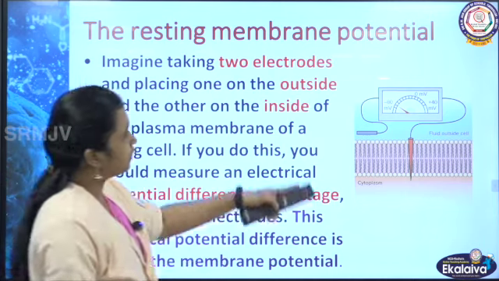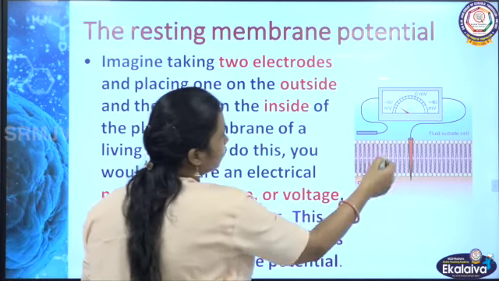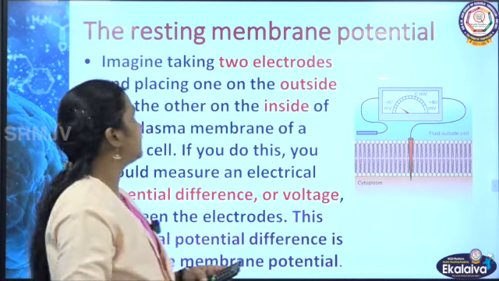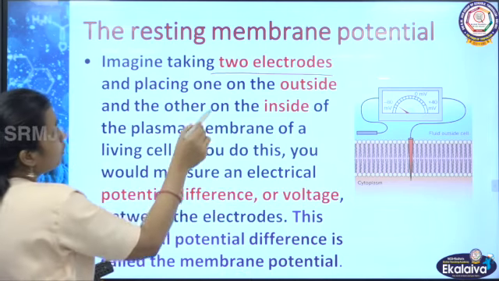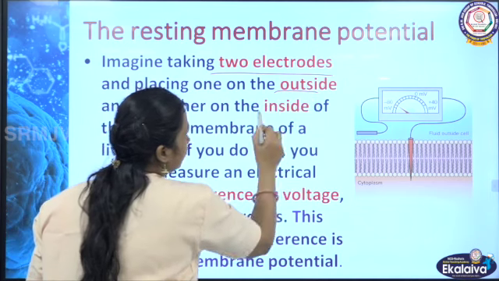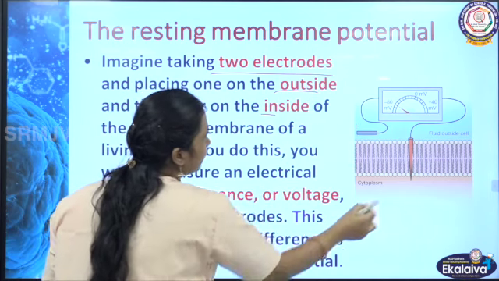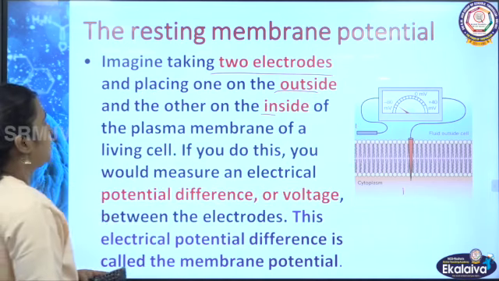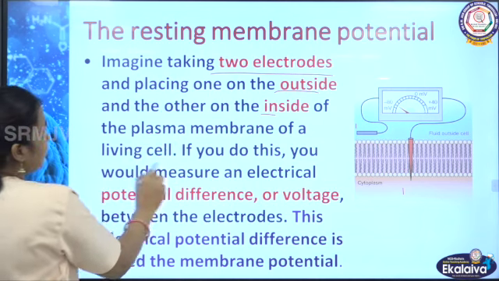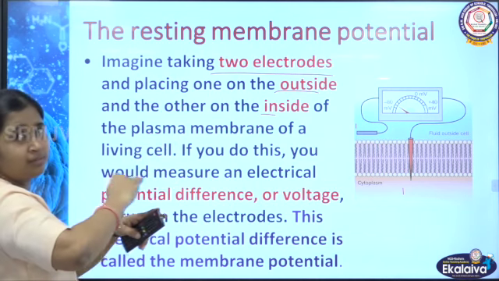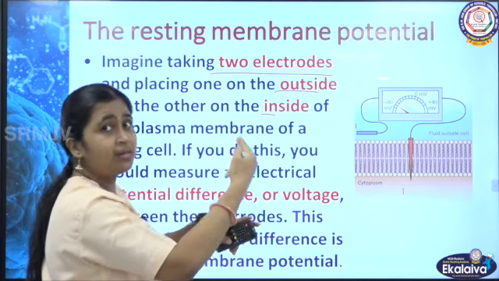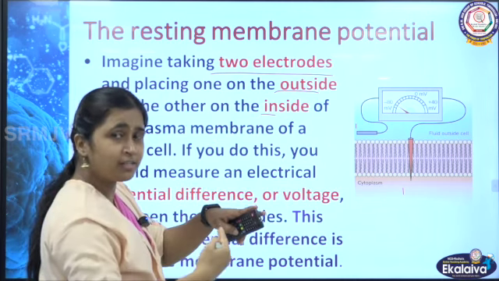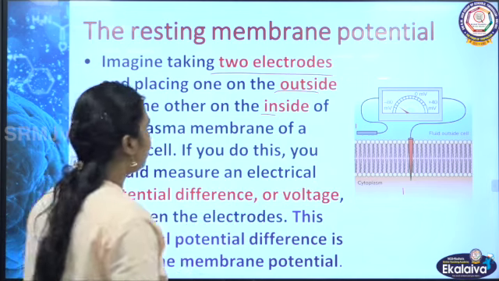Okay. Here you can see the electrode and how it is moving. Just an example. Imagine taking 2 electrodes and placing one on the outside, another one inside. One electrode you are placing outside, another one you are placing inside the plasma membrane of the living cell. Okay, that is a membrane, which is out and which is in. Outside the plasma membrane, extracellular. Inside the plasma membrane, intracellular, right?